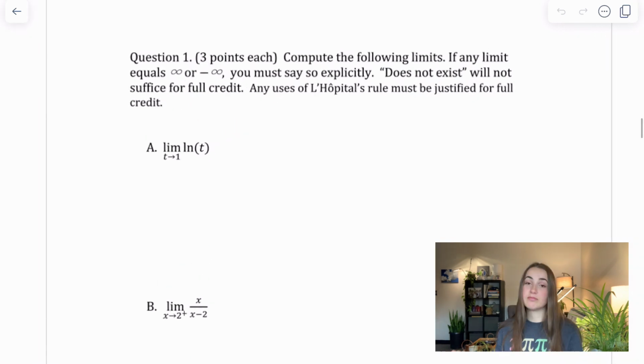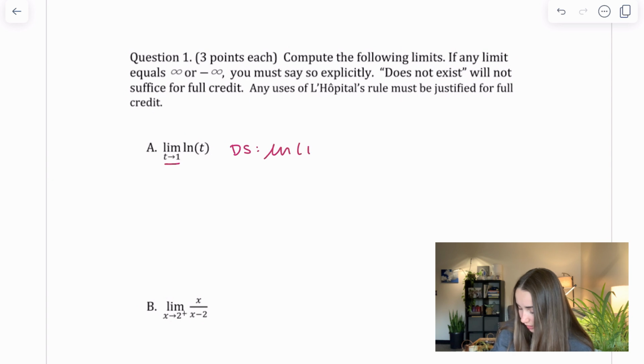First, what we want to do is apply direct substitution, right? So I'm going to go ahead and plug in that limit value of t approaching 1. Here we get the natural log of 1, which is equal to 0. So that's a nice way to start off the exam. You just get direct substitution, right? But that's also something that we need to know. We need to know that the natural log of 1 is equal to 0.